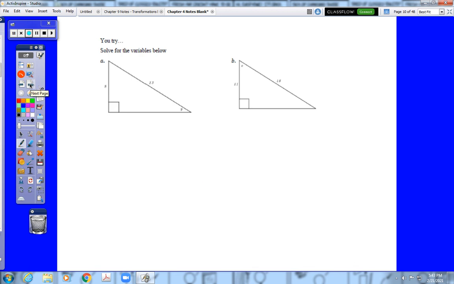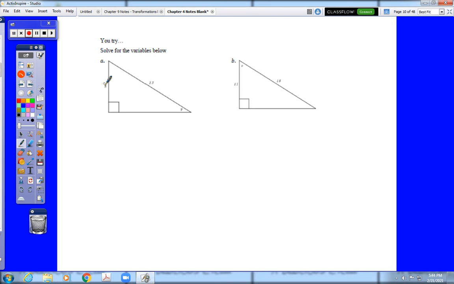Okay, same deal as before. You should probably pause the video and try to find the variable on your own. For those of you who have eyes like mine, that does say 8, that says 13, that says y. This says 11, this says 18, and this says x. So find the values of x and y, pause the video, try it on your own, then resume the video and see how you did.